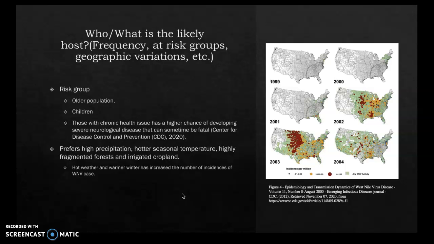So basically, the climate and landscape are one of the key factors that influence West Nile fever outbreaks, especially correlating to high precipitation, hotter seasonal temperature, highly fragmented forests, and irrigated cropland. These factors all relate to the presence and abundance of mosquitoes and birds that are attracted to this type of condition. Hot weather and warmer winters have increased the number of incidents of West Nile virus cases.